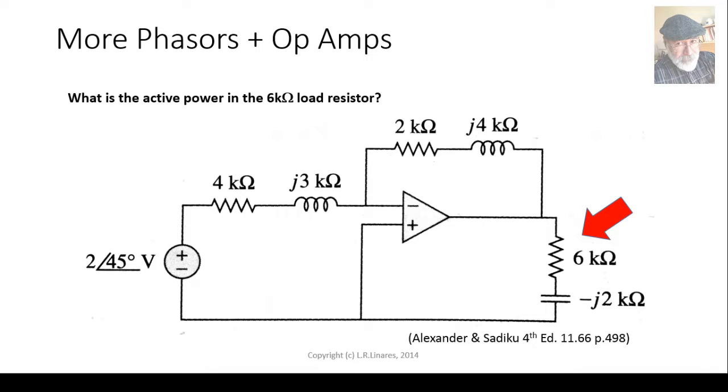If we know the current through that resistor, it would be a matter of using 6k times IRMS squared to find the power there, right? The active power. To compute that current, it would be nice knowing this voltage V0 over here. Divide V0 by the total impedance in that branch, and we have the current. Fine. How do we find that V0? Well, we solve the amplifier.